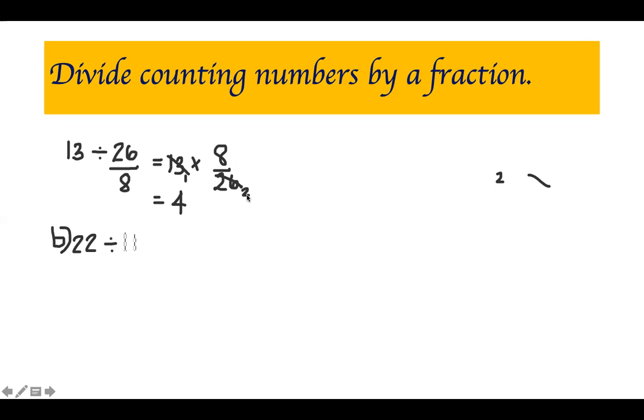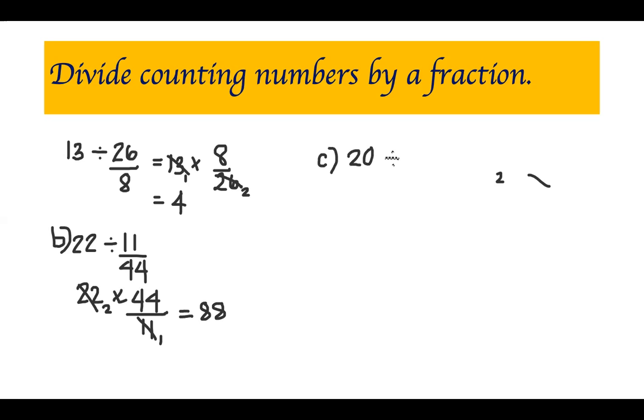We have 22 divided by 11 over 44. So just copy 22, then times, then the reciprocal of 11 over 44 becomes 44 over 11. Okay, cancel out 22 and 11. 11 divided by 11 is 1. 22 divided by 11 is 2. So we have 2 times 44 over 1, that is equal to 88 over 1, or 88.